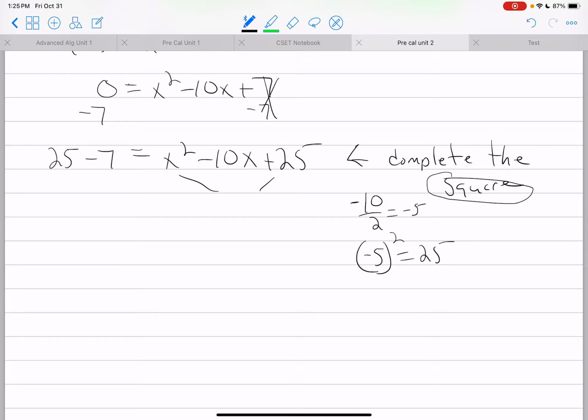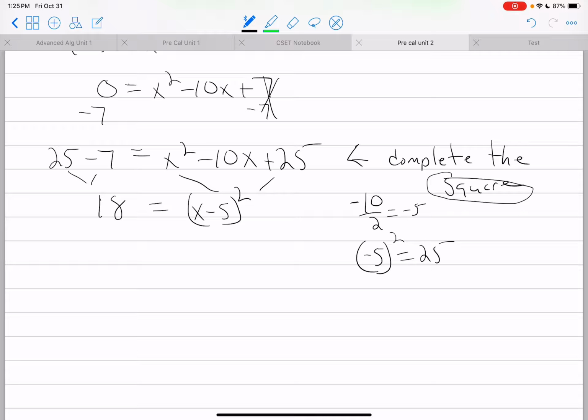So it is, what is it? X minus 5 squared equals whatever 25 minus 7 is, what's that? 18. X minus 5 squared equals 18. Now we're looking good. Again, if I said find the roots, that means I'm solving for x.